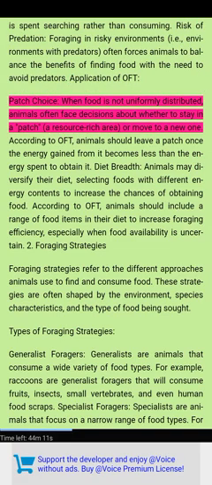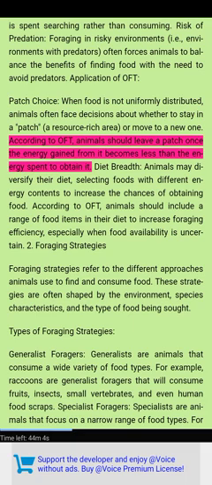Application of OFT. Patch choice. When food is not uniformly distributed, animals often face decisions about whether to stay in a patch, a resource-rich area, or move to a new one. According to OFT, animals should leave a patch once the energy gained from it becomes less than the energy spent to obtain it.